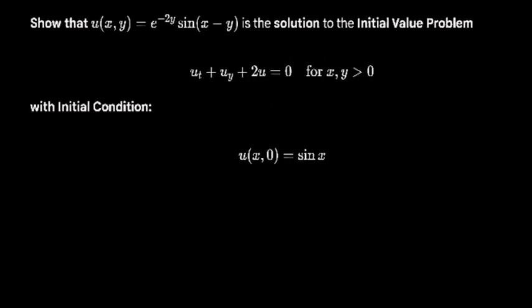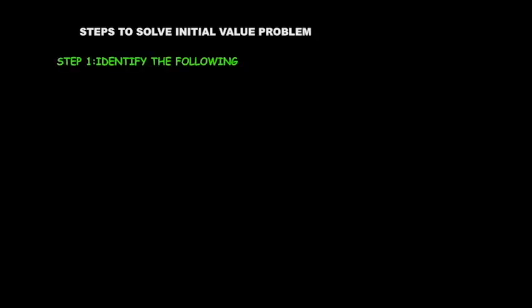How do we solve the initial value problem? For instance, you are given this question to show that this function is a solution to the initial value problem, and you're given the PDE and the initial condition. So let's find out. To solve this, we need two simple steps. Number one, we need to identify the following: the PDE, the initial condition, and number three, the proposed solution.